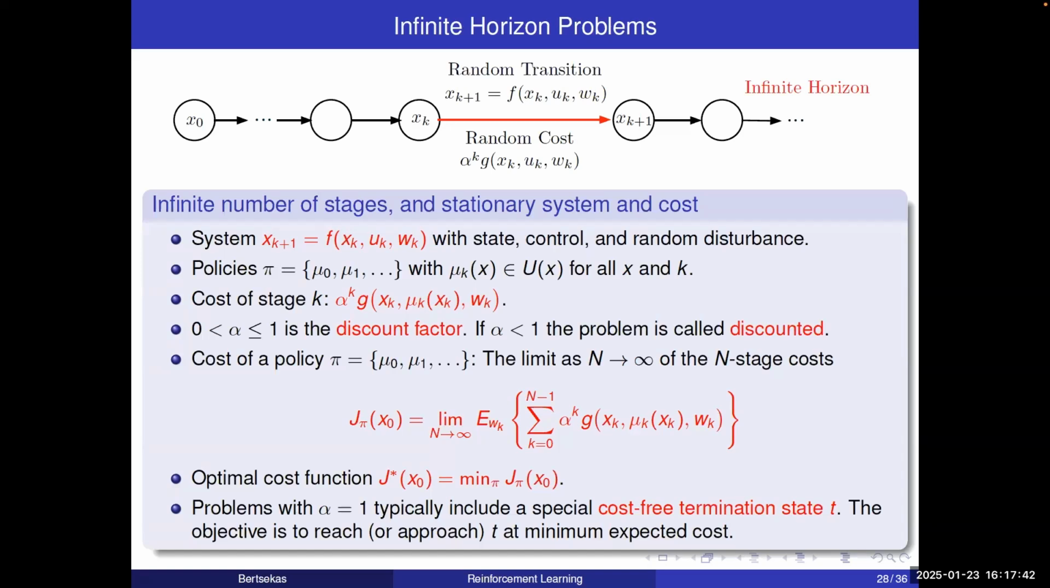Well, you can. Say you have the same g and you add a discount factor alpha to the k, then you call it g_k of x_k, u_k, and w_k. So yes, you can still use it. It's not a monopoly of infinite horizon problems. You can include that.